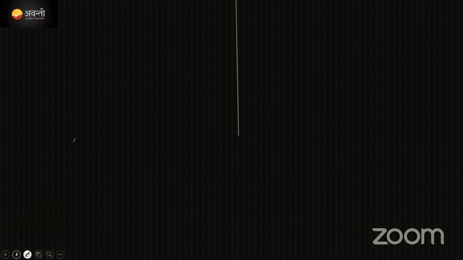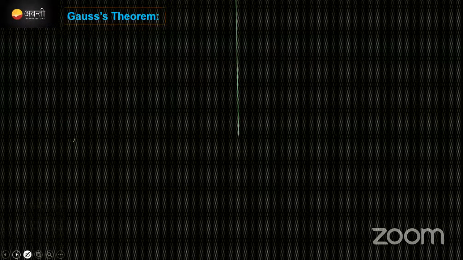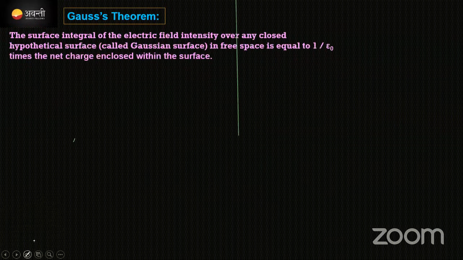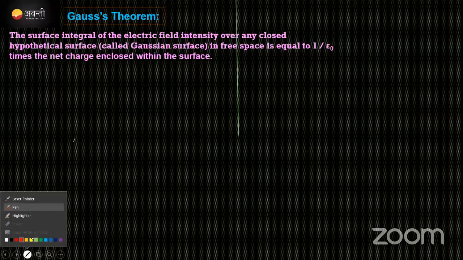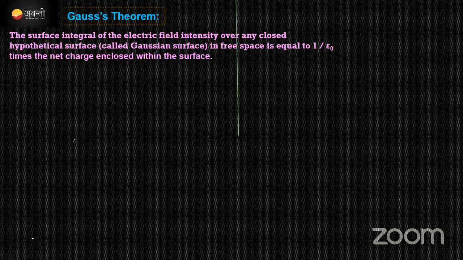Okay. We'll learn one more concept today, Gauss law. Gauss law we require to find out the electric field intensity. Whatever the material we have, if you distribute charges uniformly on that material, we can easily find out the electric field intensity by using Gauss theorem.